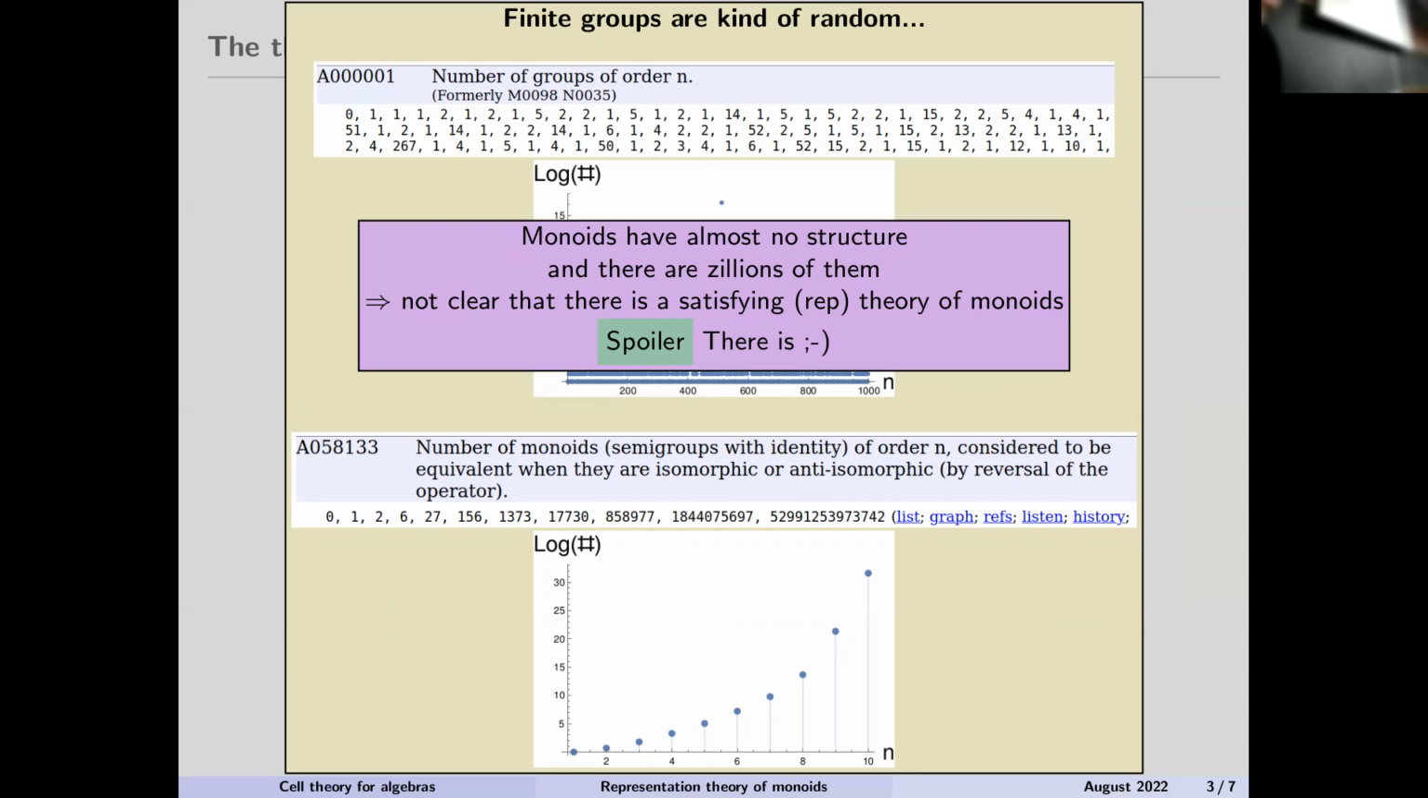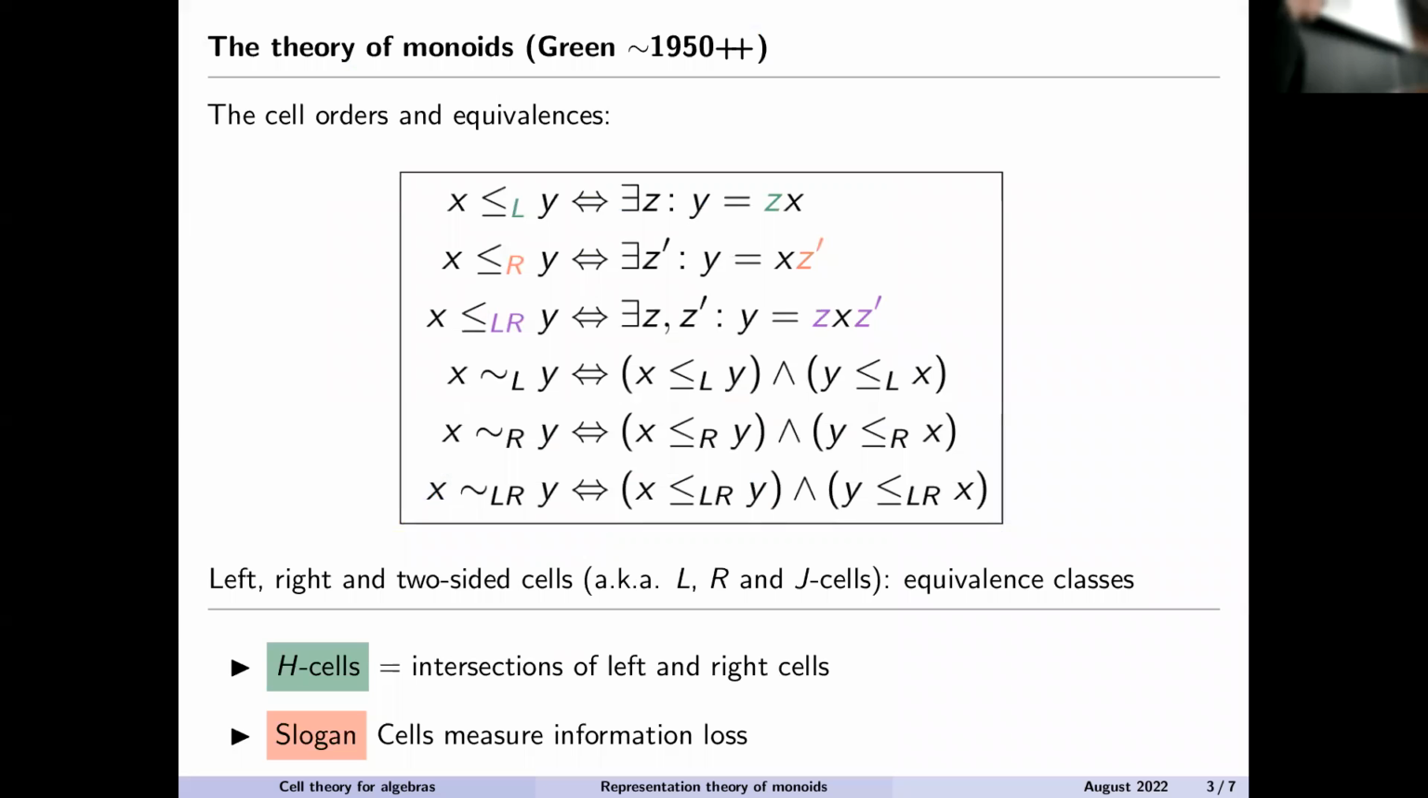So, representation theory of groups is a classical lecture course. Representation theory of monoids, well, you usually don't see it, but it's almost the same, which is quite amazing. Okay, that was hopefully roughly 15 minutes of me explaining why I like monoids. And now we want to do cells.